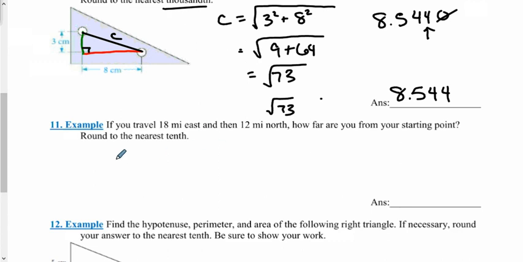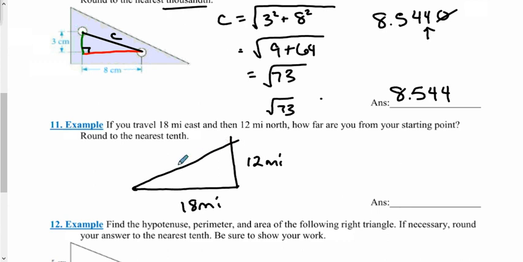All right, we've got 2 more to look at here. If you're traveling 18 miles east and then 12 miles north, how far from your starting point are you? So you started here and you went 18 miles east, then you went 12 miles north, then how far are you from your starting point? Like what's this distance here? This is what we're trying to find.